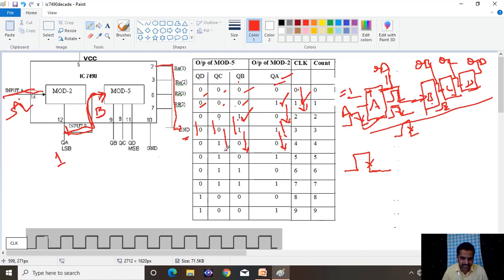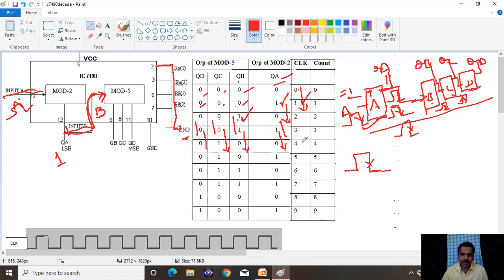So the C flip-flop changes state from 0 to 1. When it goes from 0 to 1, it will not act as a clock to the D, so there is no change at the D.